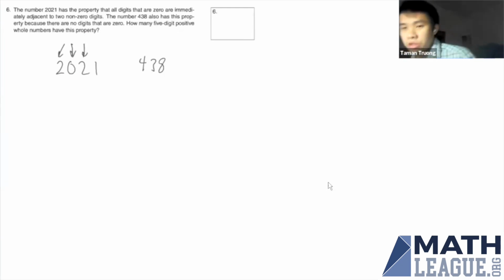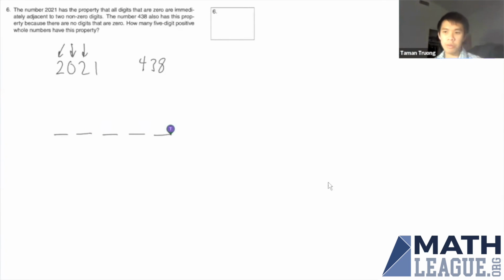So when we're generalizing this to 5 digits, we need to see whether or not it contains a 0. If it doesn't, it's very easy. But if it does, we need to consider a couple cases. So let's draw 5 slots that represent the digits of the 5-digit number. Let's count the easy case first.